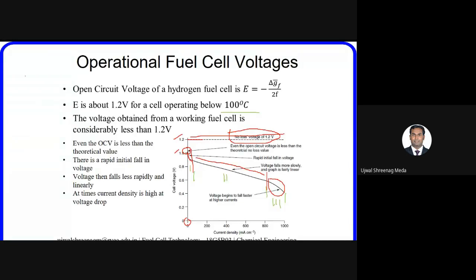So what are the observations? E is about 1.2 for a cell operating below 100 degrees centigrade, which is the no loss voltage. The voltage obtained from a working fuel cell is considerably less than 1.2. Even the open circuit voltage is less than the theoretical value. There is a rapid initial fall in voltage, and in the second zone voltage falls less rapidly and linearly, and in the third case at high current density again there is a non-linear voltage drop. These are the observations based on this IV curve.